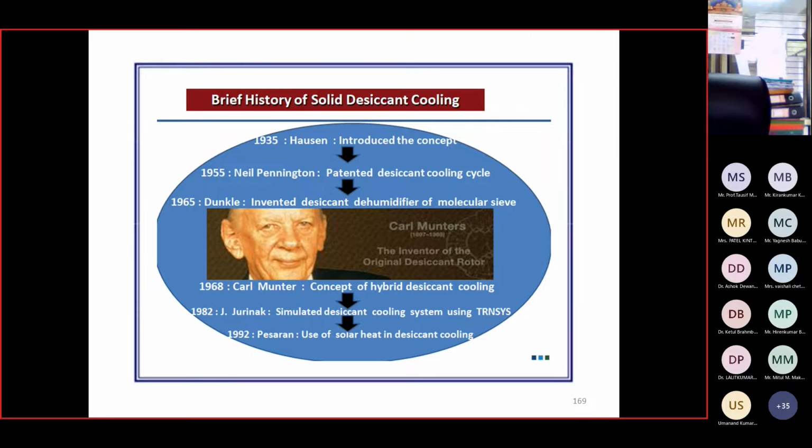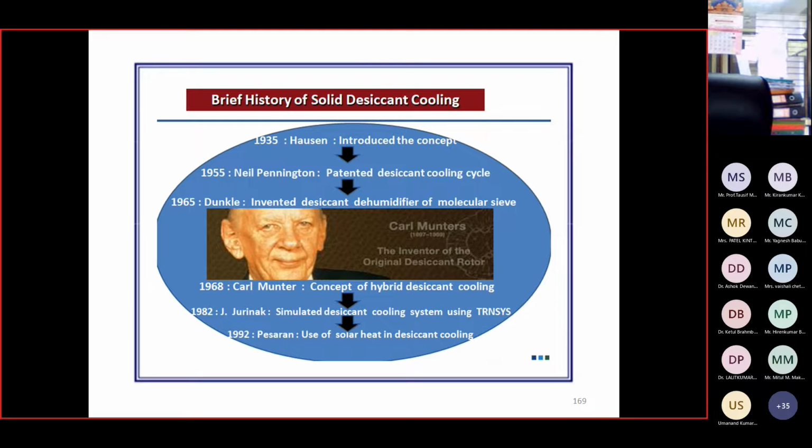Then John Dunkel, in 1965, invented the first molecular sieve-based dehumidifier, and then we come to the modern era of this dehumidifier. The photograph here is of scientist Carl Munters. His company, Munters, is nowadays the world's largest dehumidifier supplying industry. He invented the first concept of hybrid desiccant cooling in the year 1960.